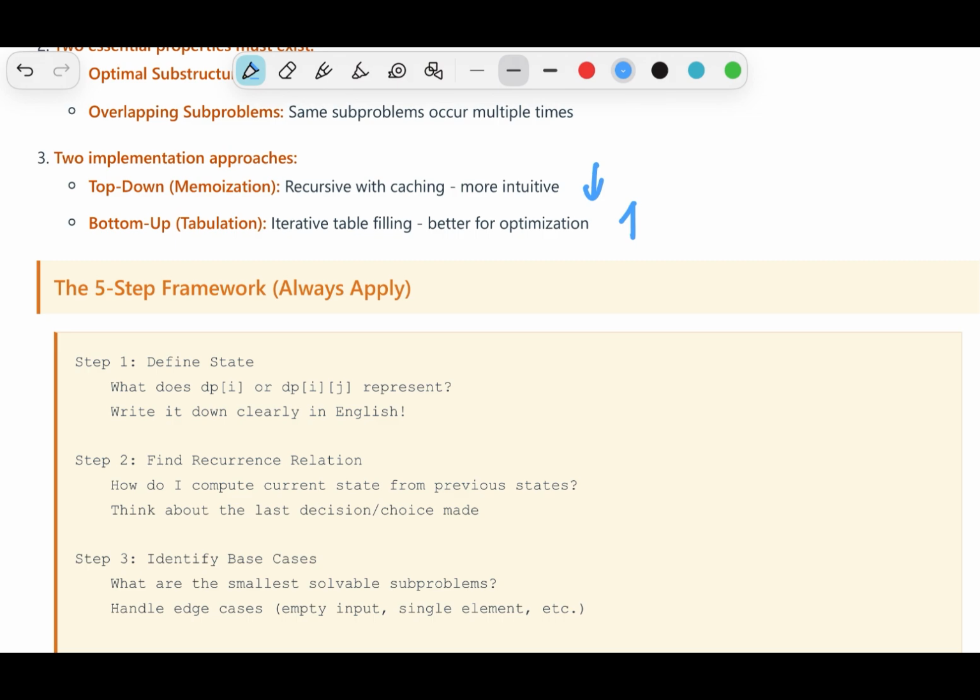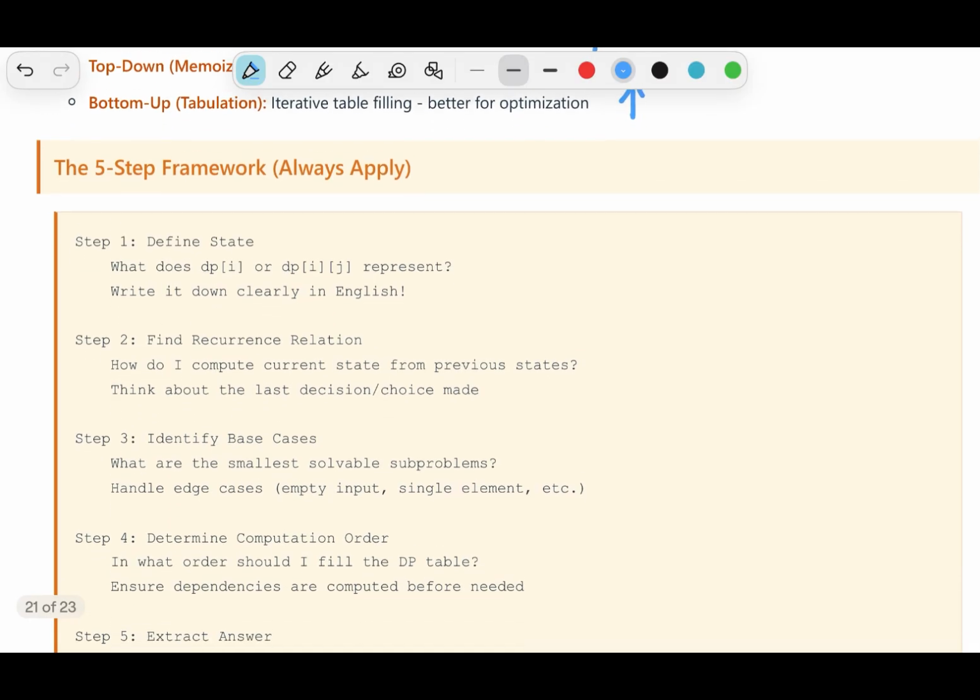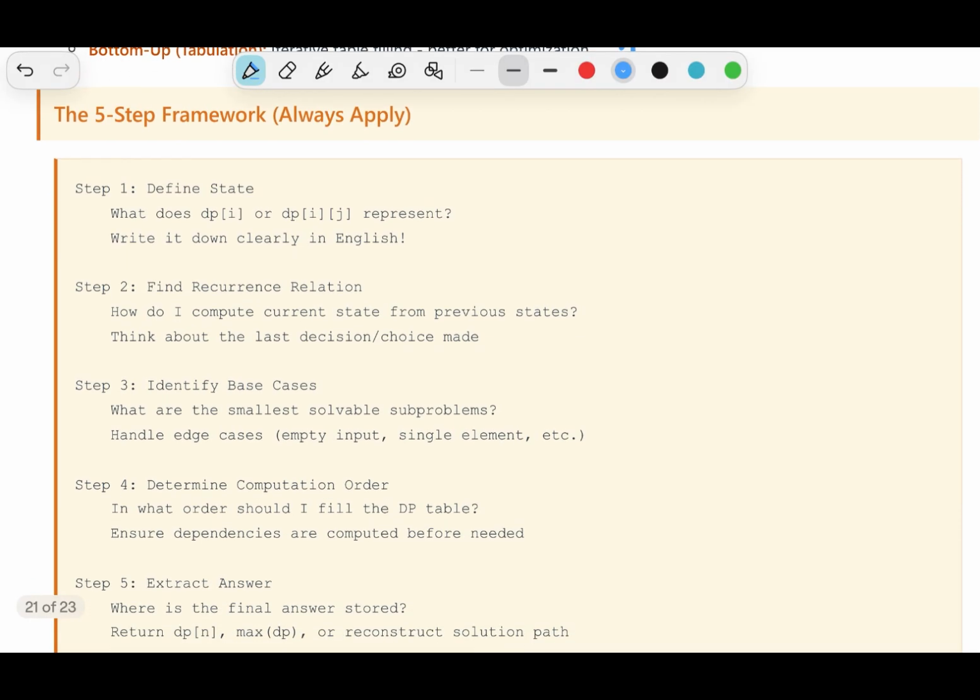You will see two main flavors of DP. Top down. This is the recursive way. You start with the big problem and break it down. And bottom up. This is the iterative way, just like what we did. You start with the smallest pieces and build a pyramid. It's often faster and easier.